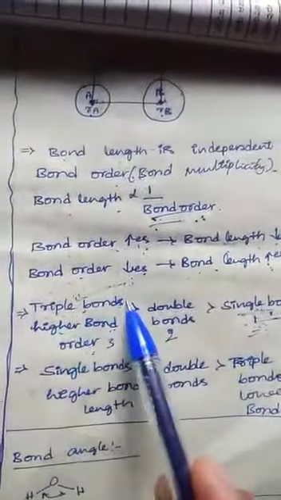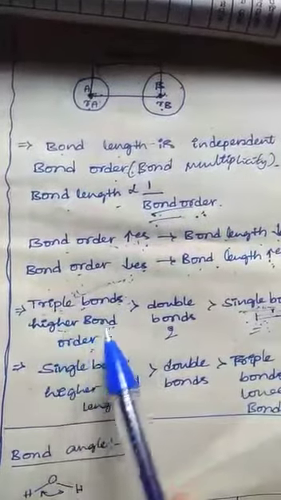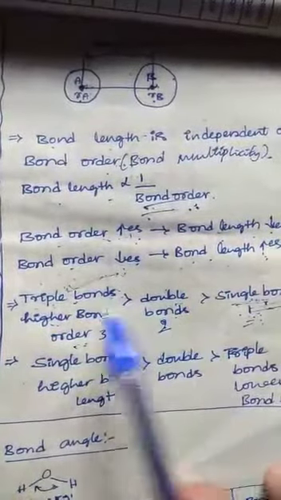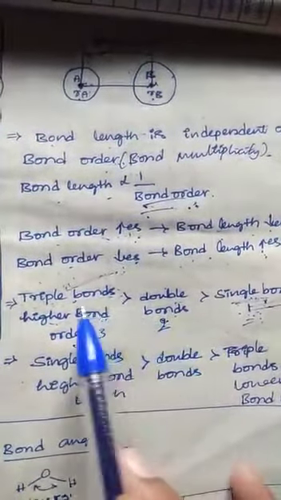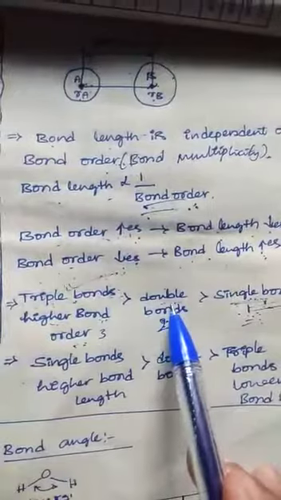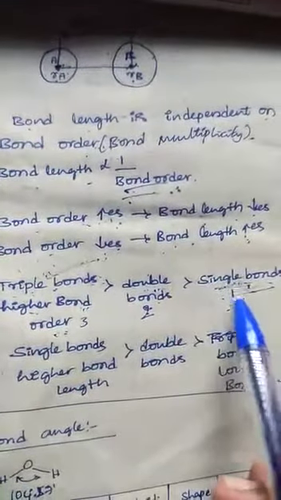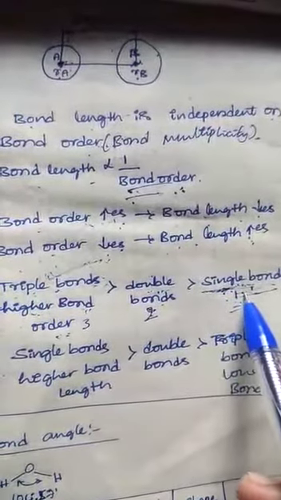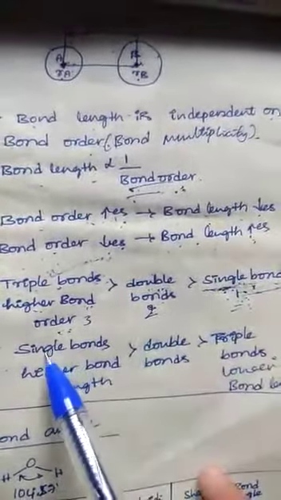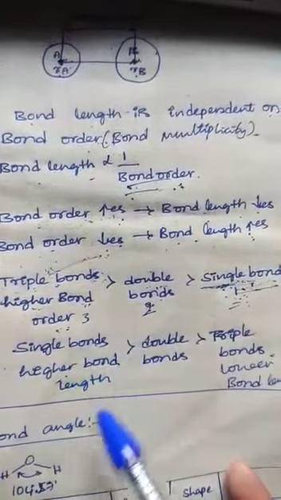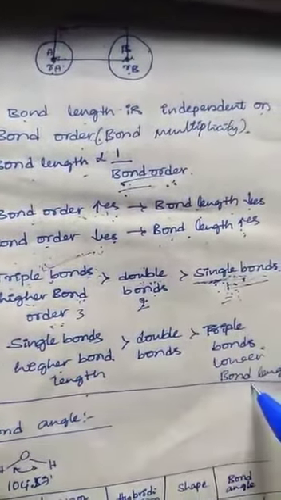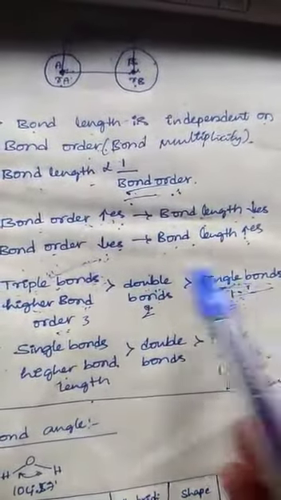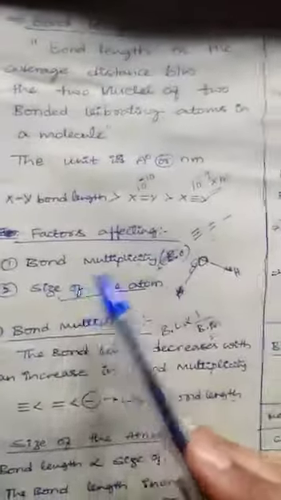As in the case of triple bonds having a higher bond order when compared to a double bond. So double bonds have a comparatively lower bond order than triple bonds and a higher bond order when compared to single bonds. So single bonds have the lowest bond order. Vice versa, single bonds have a higher bond length when compared to a triple bond. So triple bonds have the lowest bond length. This is about the first factor, that is bond multiplicity.